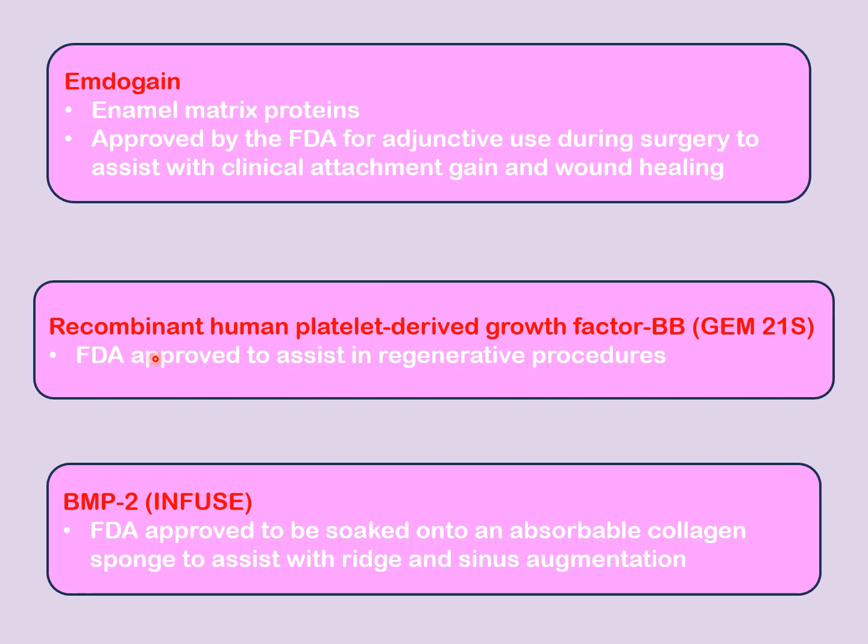Next is recombinant human platelet-derived growth factor BB. This is also FDA approved, and is used in regenerative procedures. Next is BMP2. It is FDA approved and it is soaked onto an absorbable collagen sponge to assist with ridge and sinus augmentation.